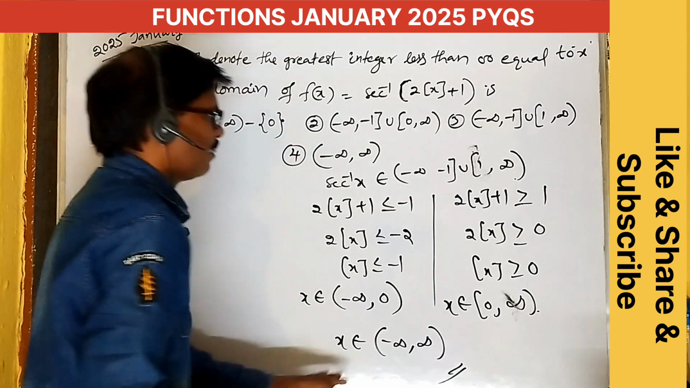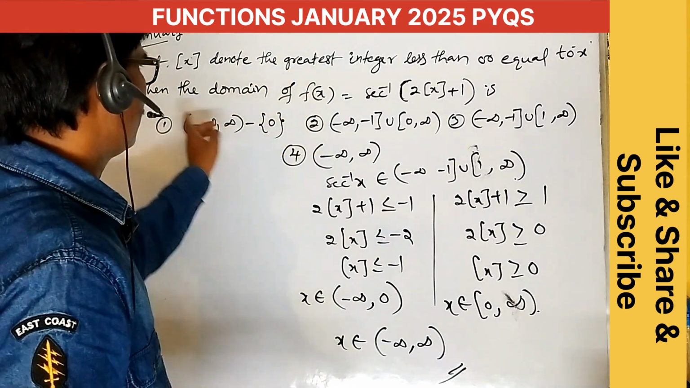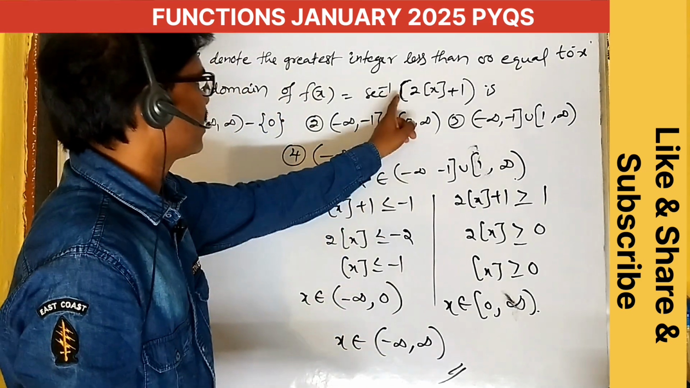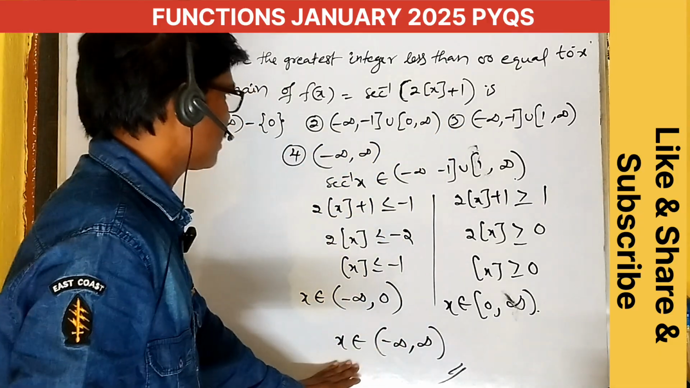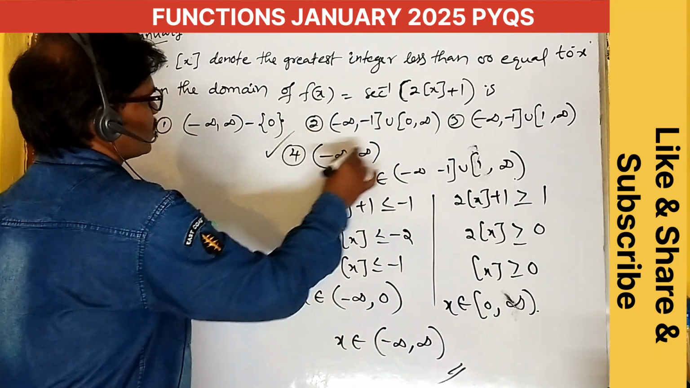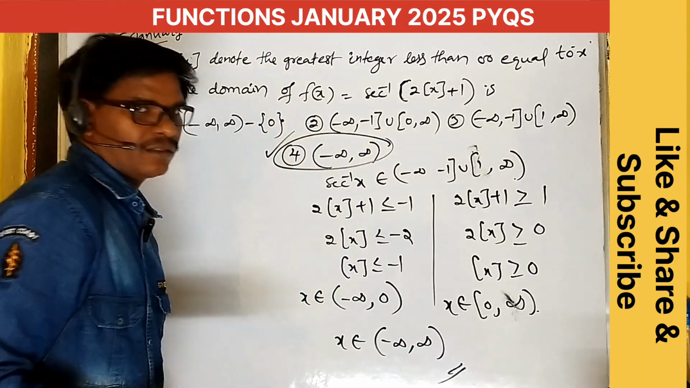This is the domain of this function, secant inverse of (2[x] + 1). Which option is correct? Option 4 is the correct answer. Okay, understand?